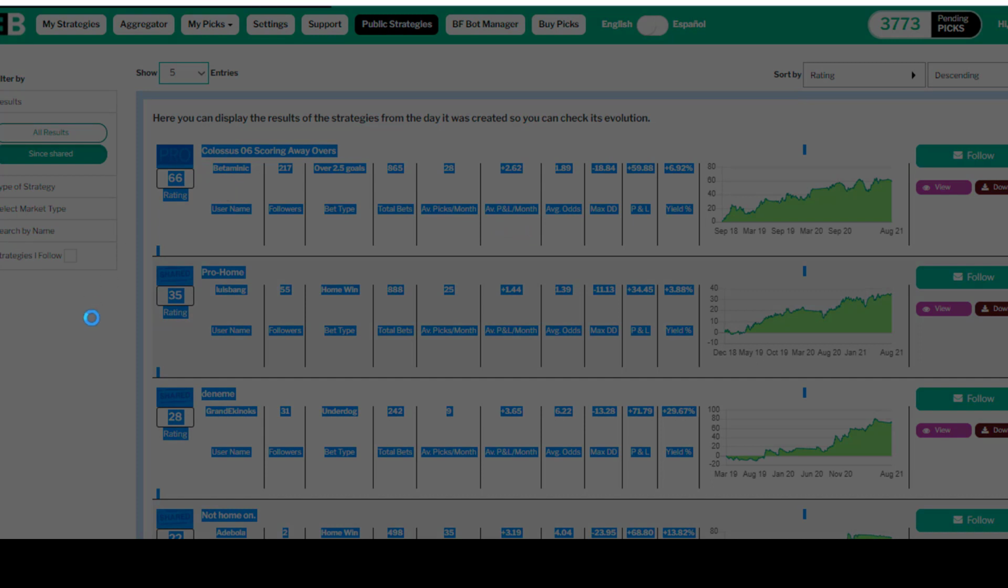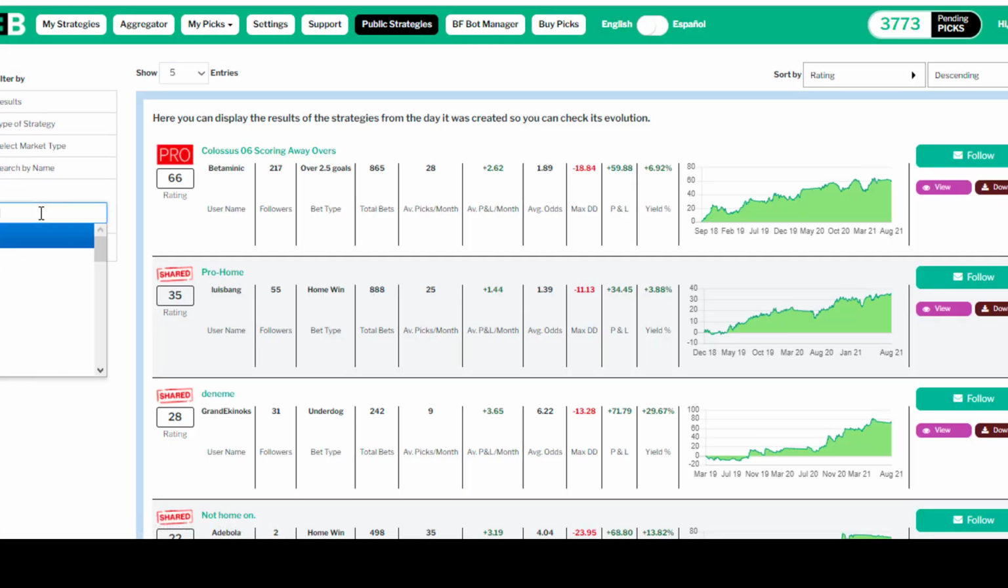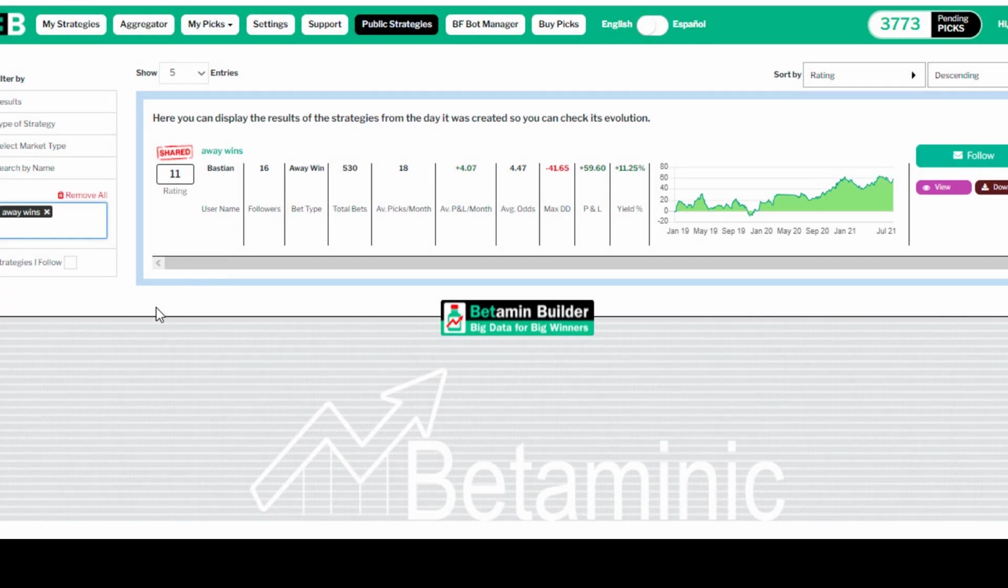Then when it's not obvious whether I want to remove a strategy or not, I like to check it out, take a look at its results. So I put its name and search by name and find that strategy. And I take a closer look at it on the Betaminic website in the Bet Builder. And that will help me make a choice.